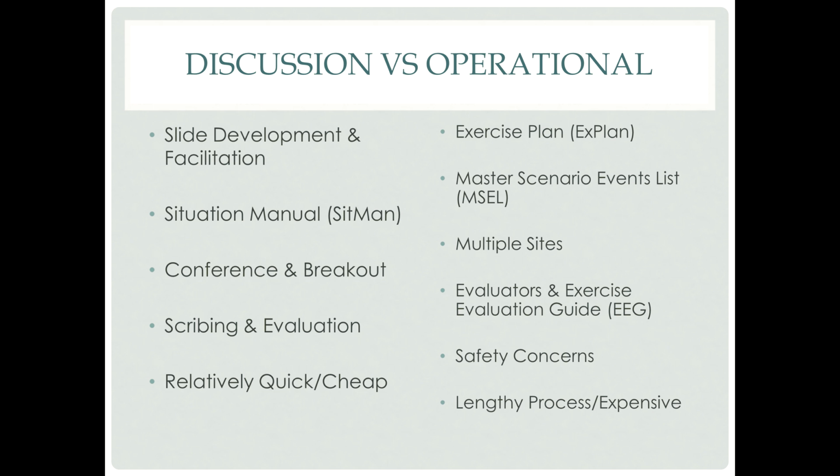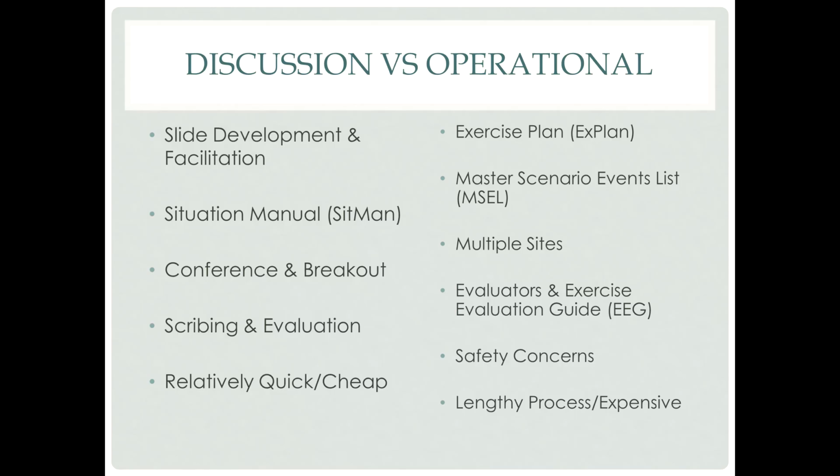You have a master sequence of events list or scenario events list, otherwise known as a MESL. And this is really the roadmap that dictates how that exercise will be facilitated or controlled. It tells you what the messages are and what the expected actions are. You may have multiple sites during an operational-based exercise, or may have multiple areas within your organization or facility that's participating. Whereas a tabletop, you may have just one care area, one unit participating, but in an operations-based, you may have more than one. You may have several in your organization participating, or multiple agencies assisting you.